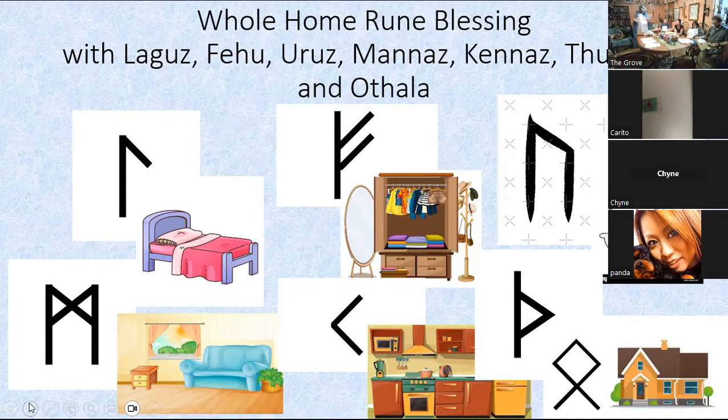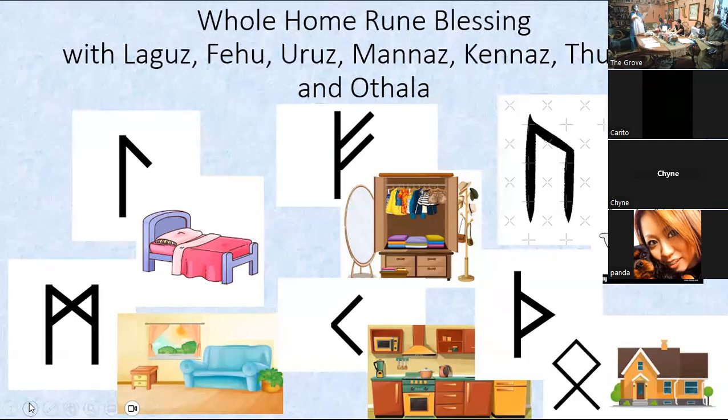Okay. And now you're going to use Othala. So that's read in the book, it's called the upside down goldfish. But it's that shape. And you draw that in the air and say, this is my home, protected and blessed by family, by friends, by love, by sorrow. May it be a refuge in times of need and times of joy.